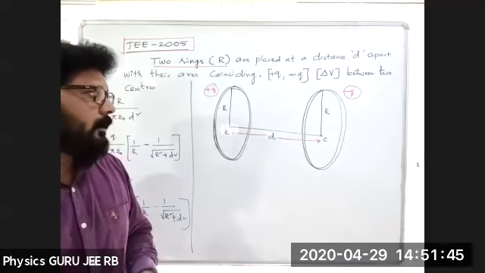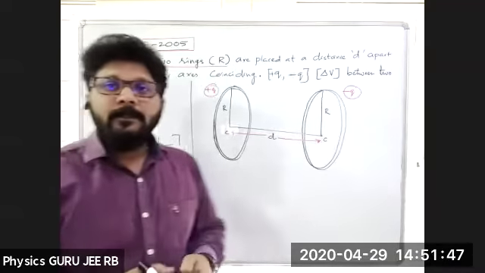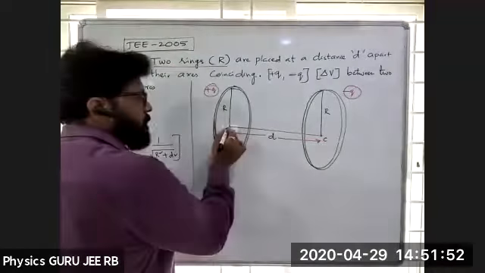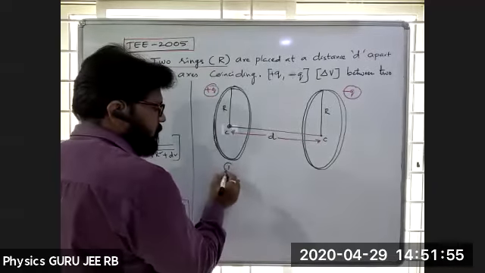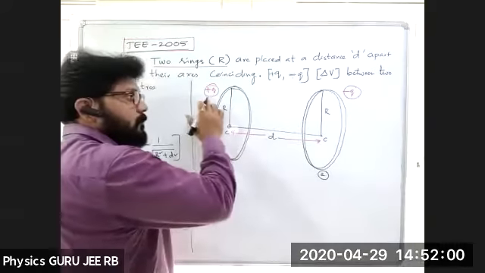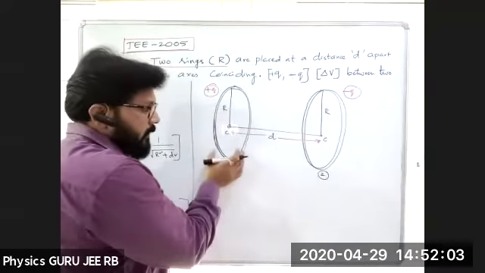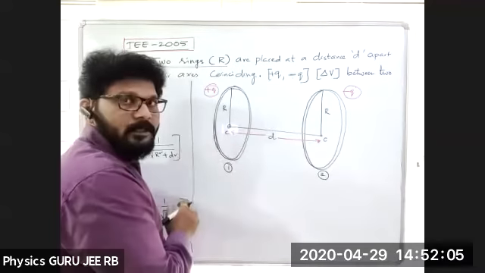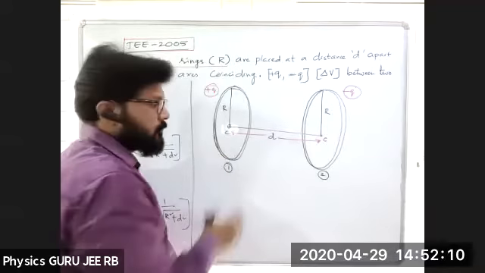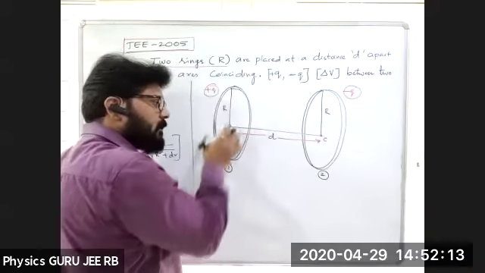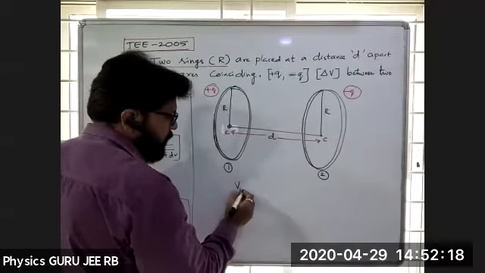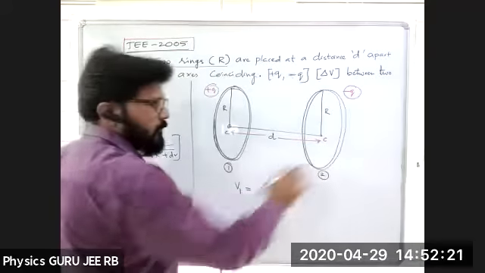All of you carefully see. We want the potential difference of the centers. Let me take this as the first ring and this as the second ring. One is positive charge, one is negative charge. If I take the first ring, one potential due to this ring at the center will be there. So I'll write V1 and V2.